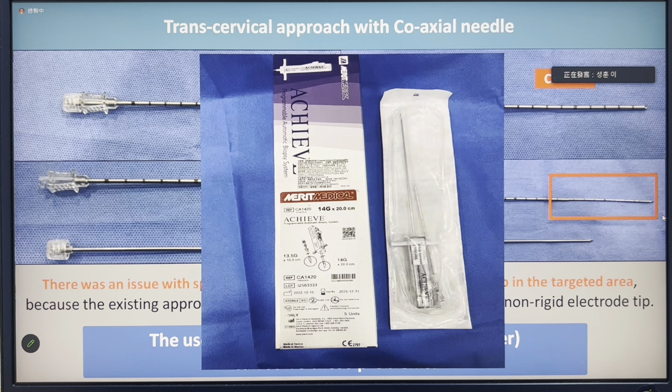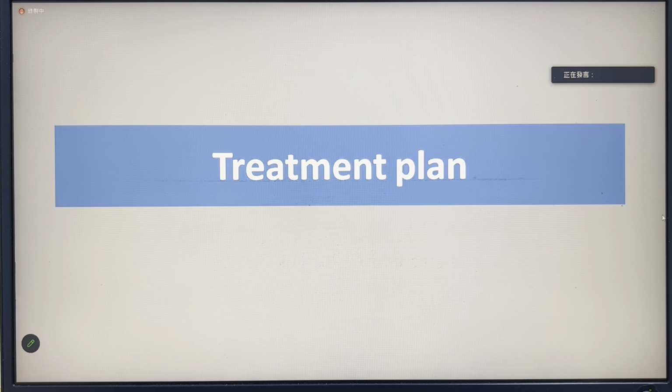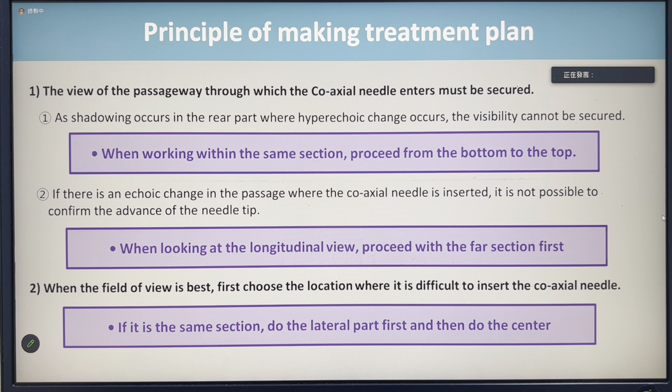Next, let me talk about the treatment plan. As shadowing occurs in the area where hyperechoic change occurs, the visibility cannot be secured. So when you are working within the same section, proceed from the bottom to the top. And if there is an echogenic change in the passage where the coaxial needle is inserted, it is not possible to confirm the advance of the needle tip. So when looking at the longitudinal view, proceed with the far section first.